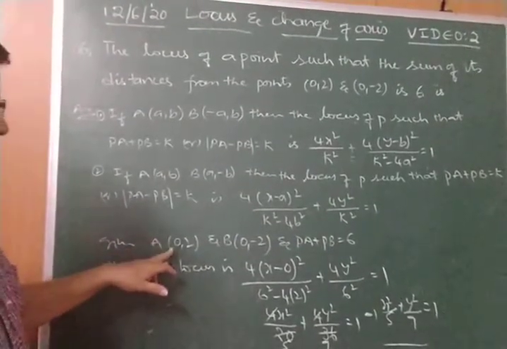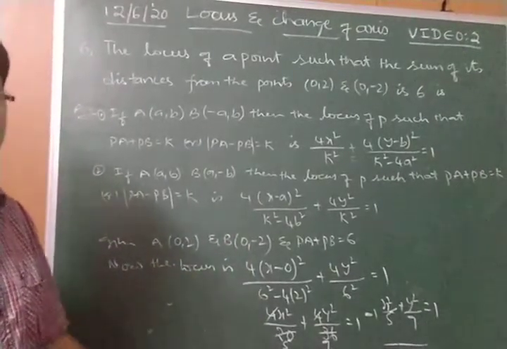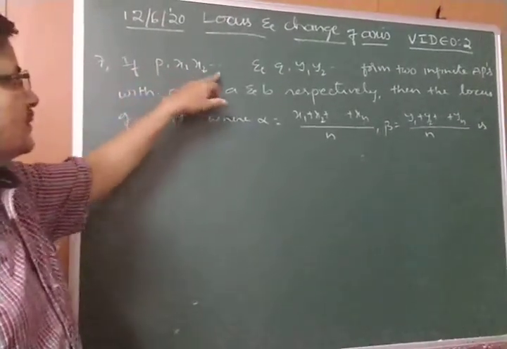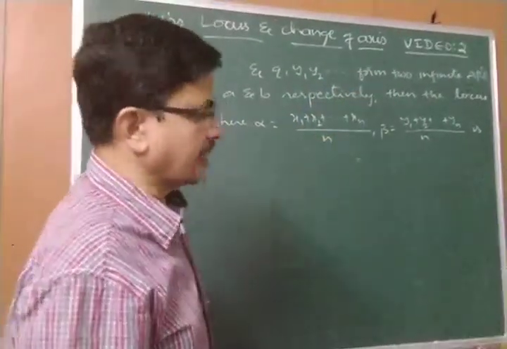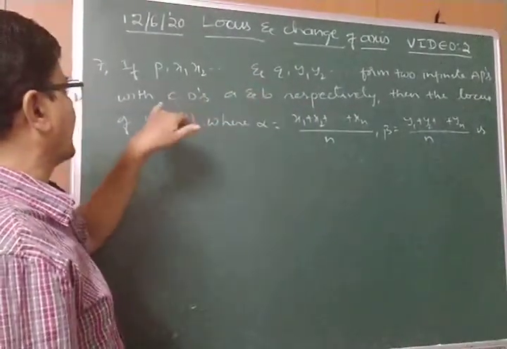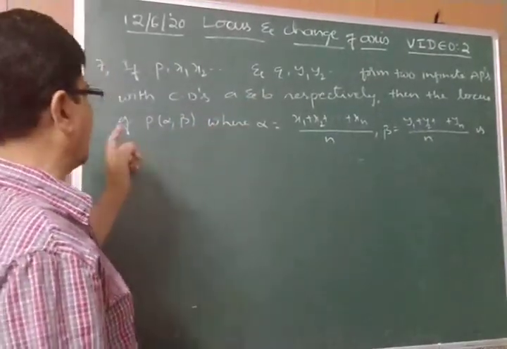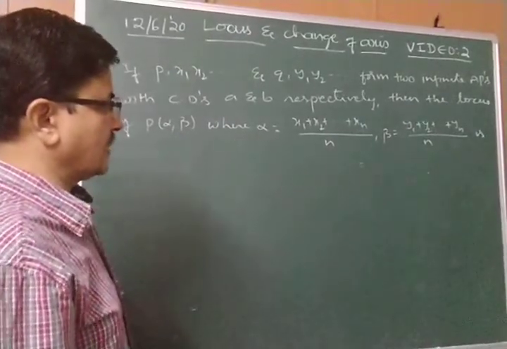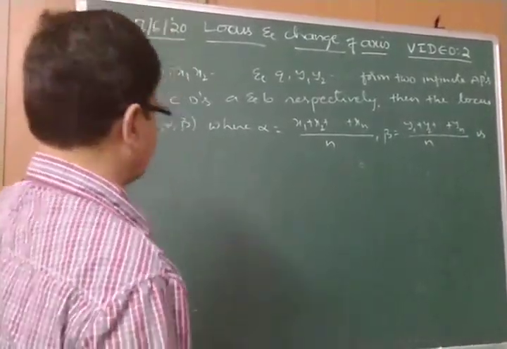So that's why we are observing the points A and B and then the locus to get the required solution. Now, if p, x1, x2 and so on, and q, y1, y2 and so on, form two infinite APs, these two series are in AP with common differences a and b respectively. Then find the locus of P(alpha, beta), where alpha is equal to (x1 + x2 + ... + xn) by n and beta is equal to (y1 + y2 + ... + yn) by n.